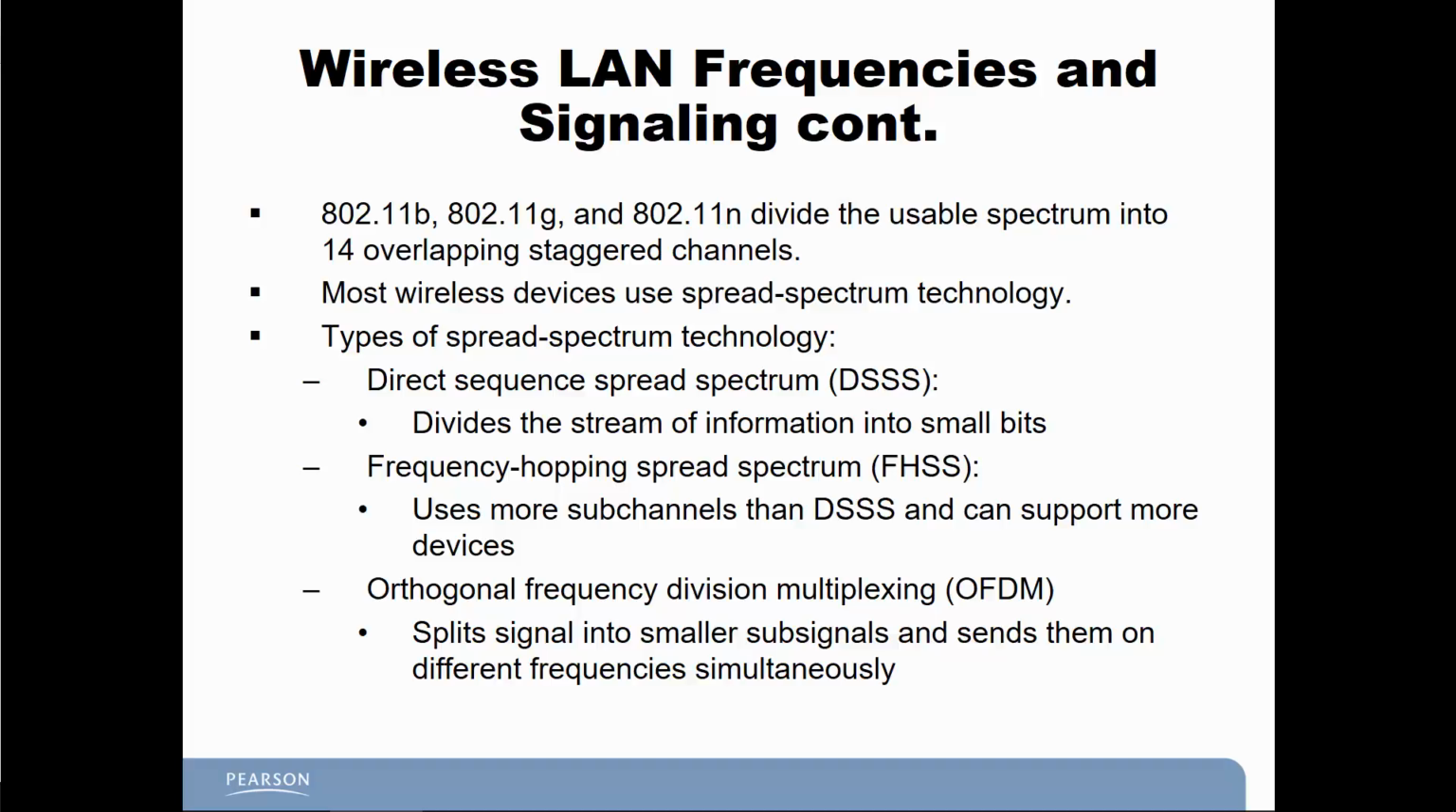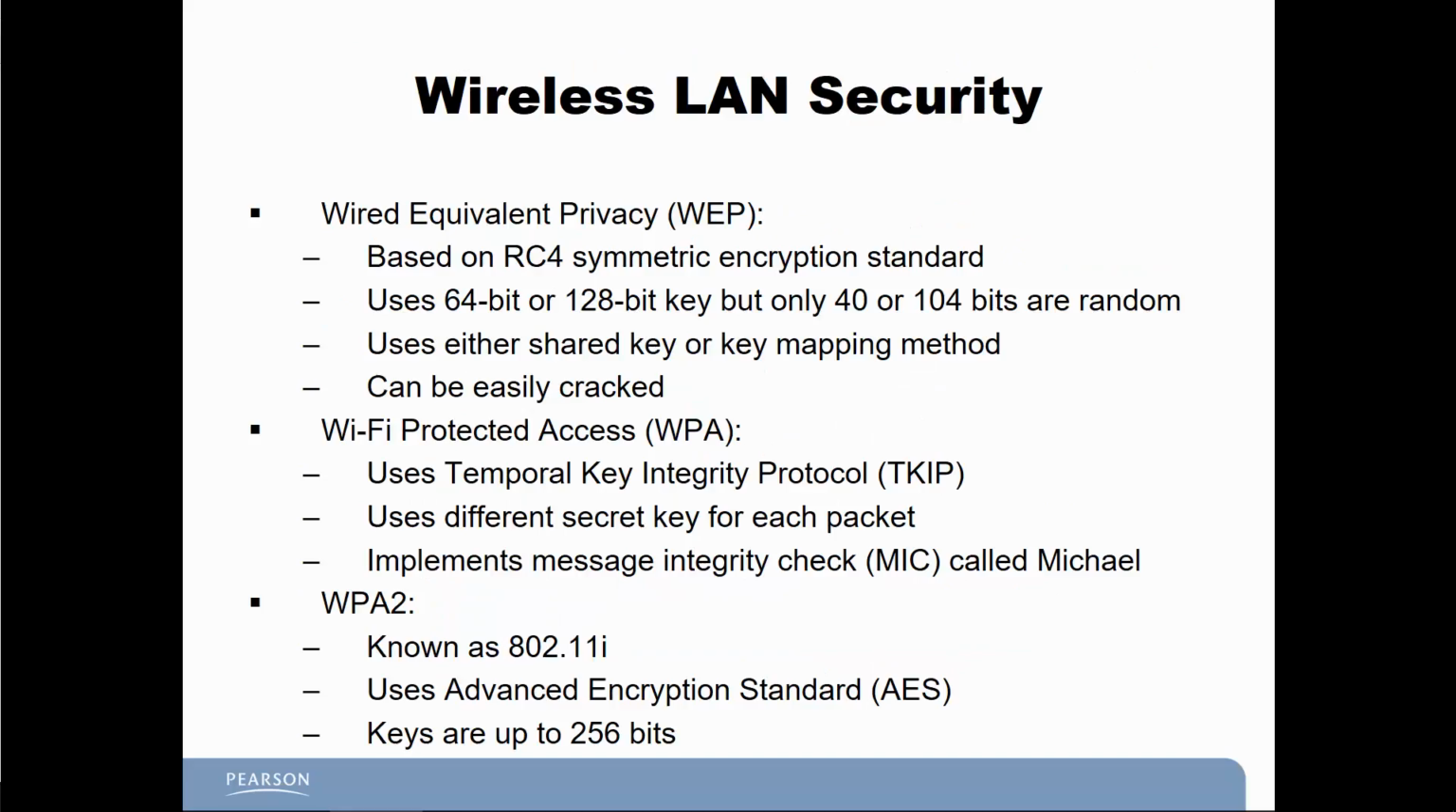So DSSS divides the streams of information into small manageable chunks of data called bits. Frequency hopping uses subchannels. And the last one, OFDM, is a form of multiplexing. Again, we're using smaller subsignals to send them over different frequencies.